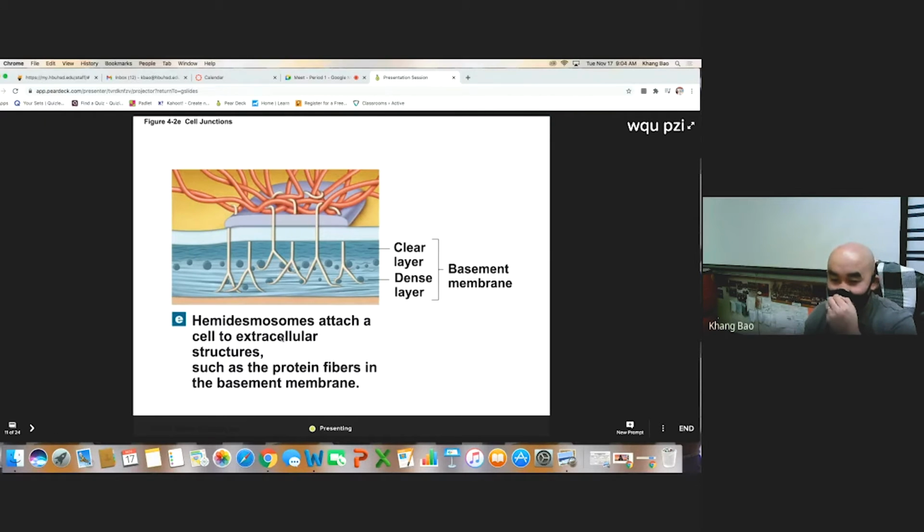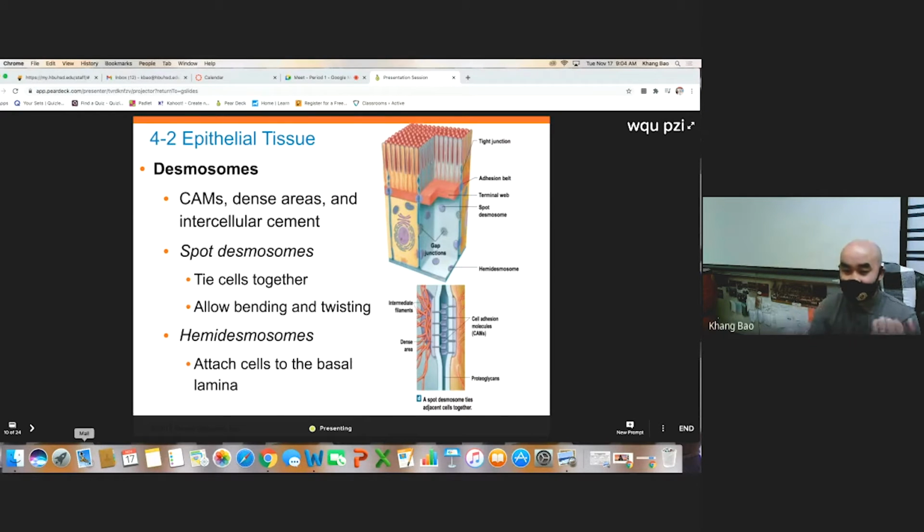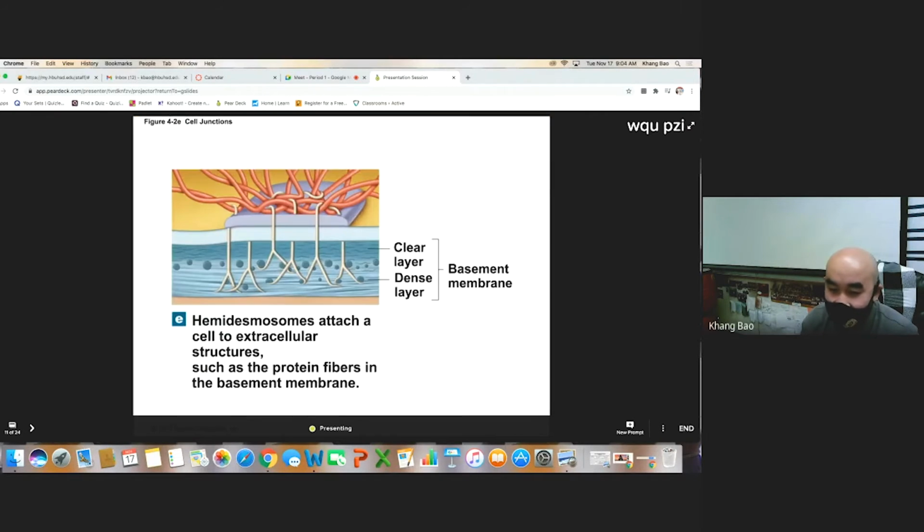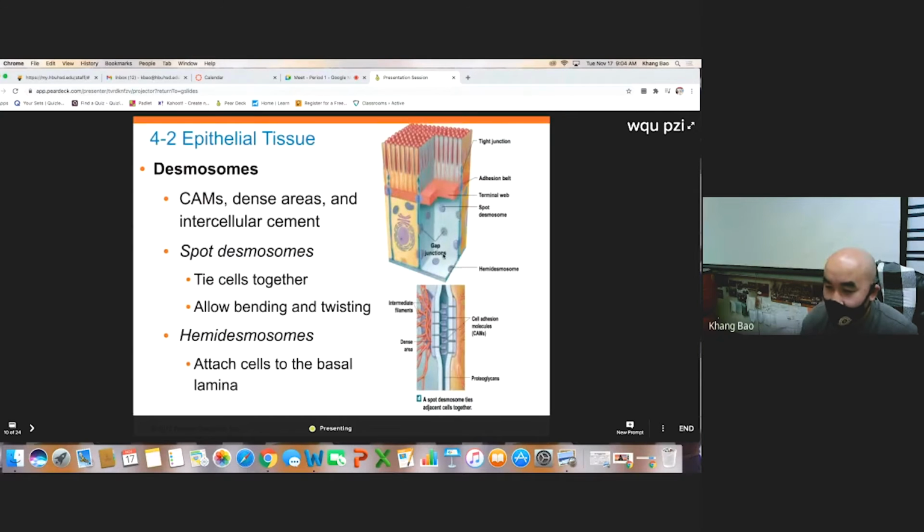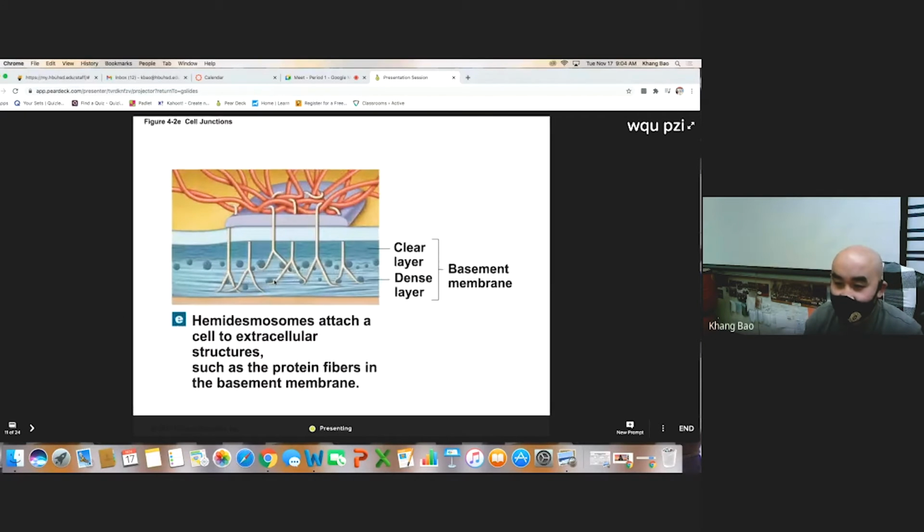All right, this is another example, hemidesmosome. Hemidesmosome, again, their job is to allow flexibility. Oh no, that means that spot. But hemi is at the bottom. It kind of holds the epithelial cell to the basement, to the base of the tissue, okay? Like this.